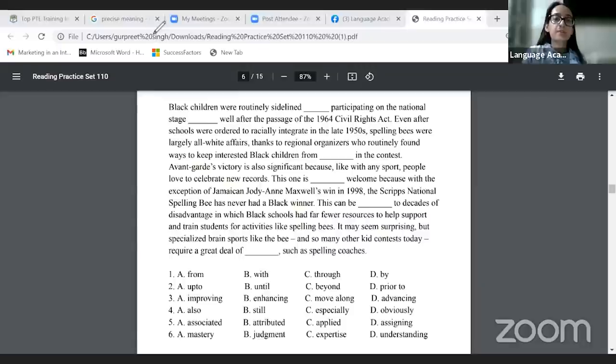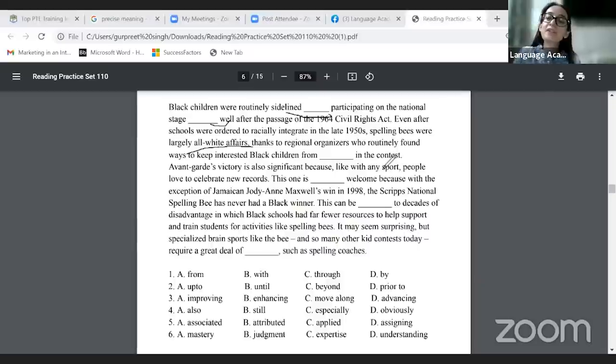So when I read the question, because the blank came too early in the first sentence, and also there were two blanks rather in the first sentence, so I read a bit ahead to know that, let me understand the basic thing. Black children were sidelined dash participating in the national stage after this passage. So I wanted to know that were black children participating or they were not participating. Without that, I cannot understand. I cannot fill the blank. And when they said that even after schools were ordered to racially integrate, spelling bees were largely all white affairs. Thanks to regional organizers who routinely found ways to keep black children from dash in the contest. All white affairs means they were not allowed.